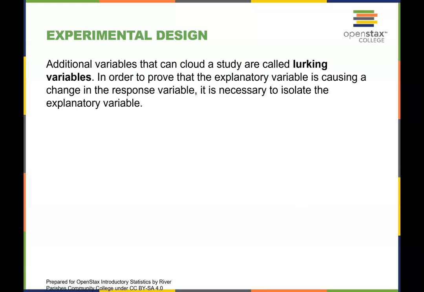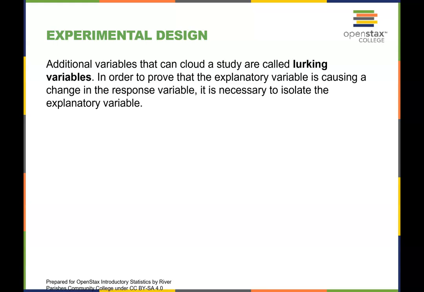Additional variables that can cloud a study are called lurking variables. In order to prove the explanatory variable is causing a change in the response variable, it is necessary to isolate the explanatory variable. So there are all sorts of other factors that can happen. We call that confounding a lot of times too.